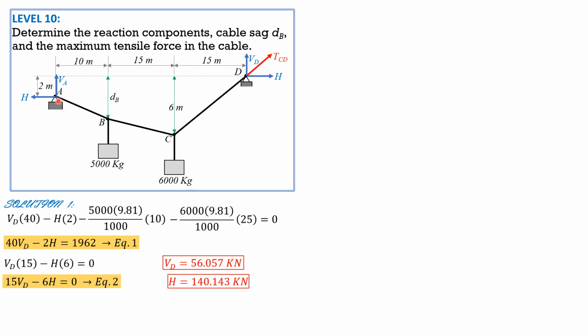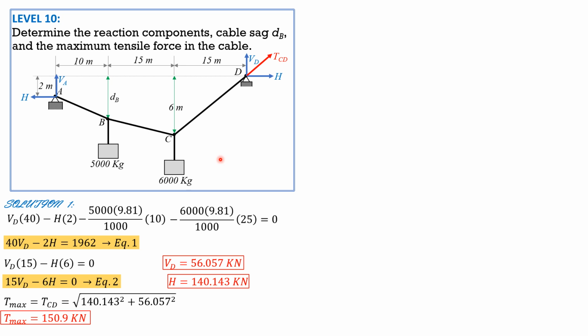The reaction components at A would be H 140.140 kilonewtons to the left and V sub A by summation forces Y. So T max therefore is square root of 140.140 square plus 56.057 square. It is expected at tension CD because D is the highest point in this cable here. The maximum tension is expected to be at the highest point and farthest. So T max equals 150.9 kilonewtons.